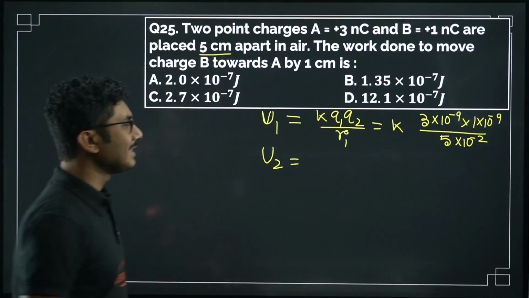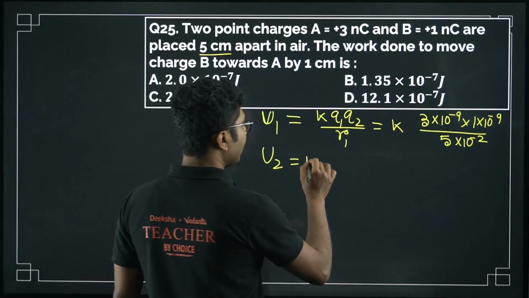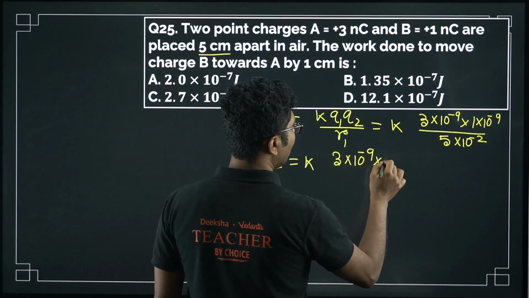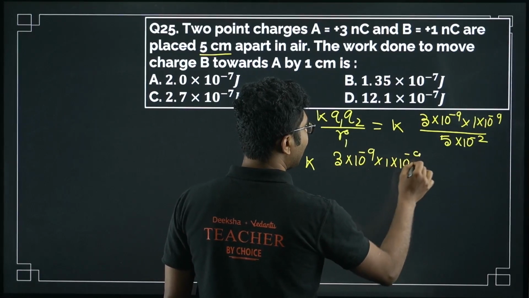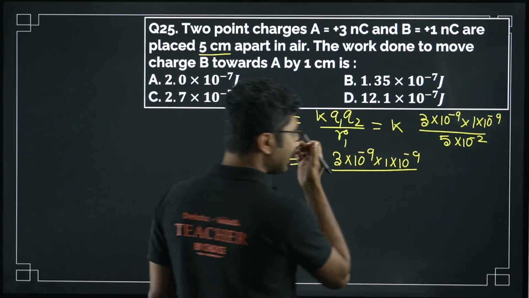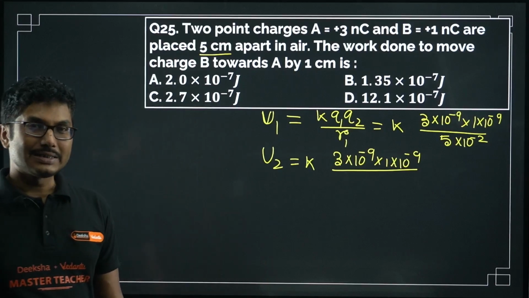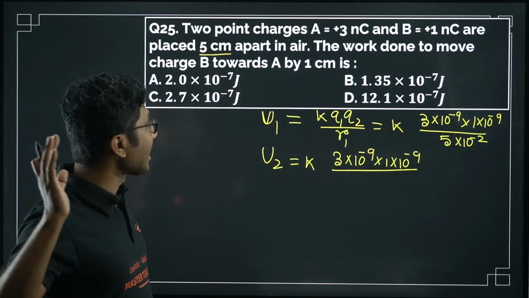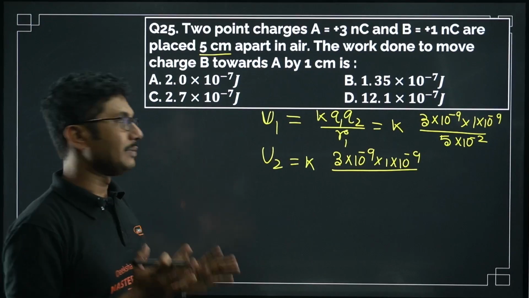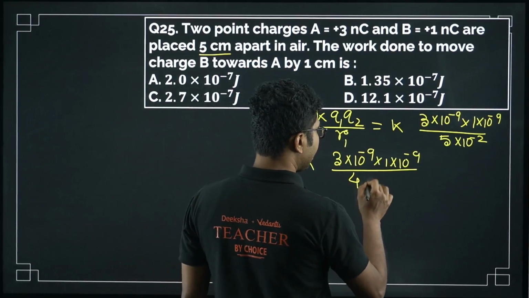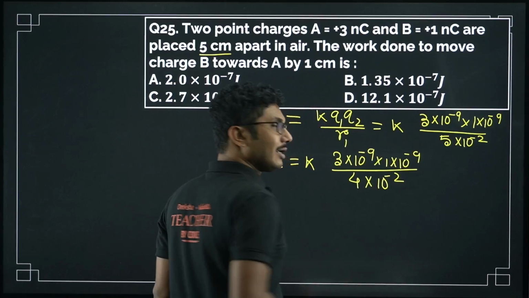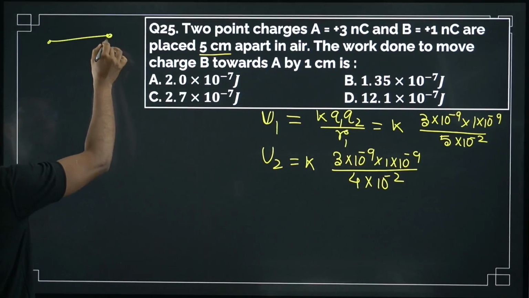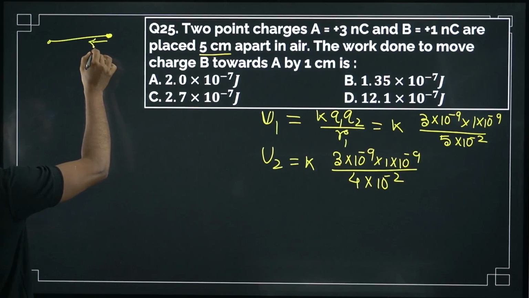Final potential energy is the same, K into 3 into 10 to the power of minus 9 into 1 into 10 to the power of minus 9 divided by, now the distance is, now what happens is that the distance is 1 centimeter less, okay, because we have moved the charge towards A by 1 centimeter. So the distance is now 4 centimeter. Okay, clear? Because we have moved the charge, initially they were at 5 centimeter, we have moved one of the charges by 1 centimeter.